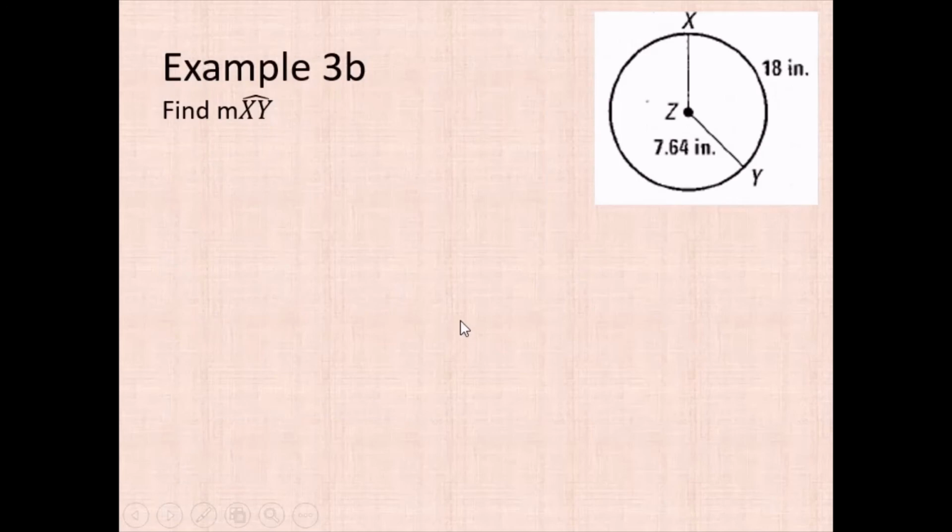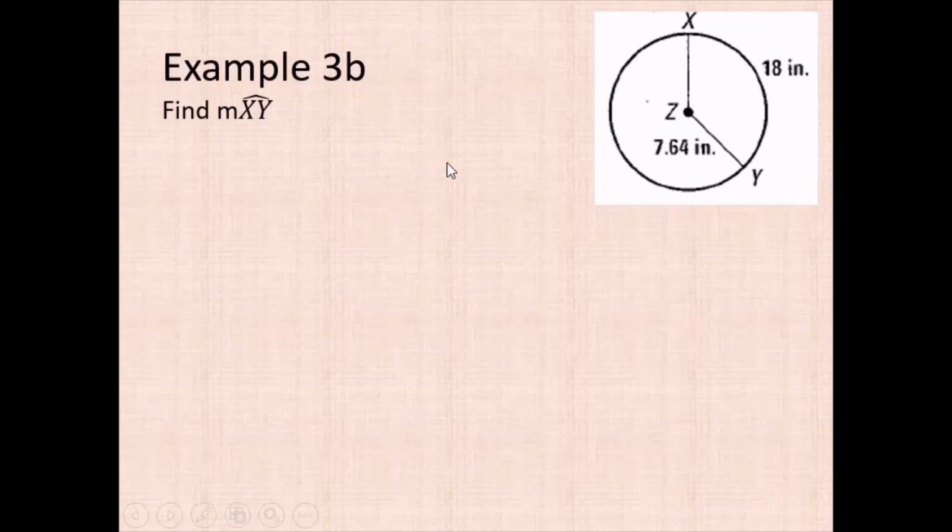Okay, one last question, and that is finding the measure of the arc XY. And that's the measure in degrees. I'm having an m like that. They want it in degrees. So don't just say, oh, that's 18 inches, we're done. No, we have to find what degrees that is.